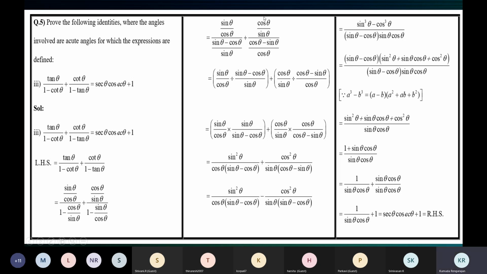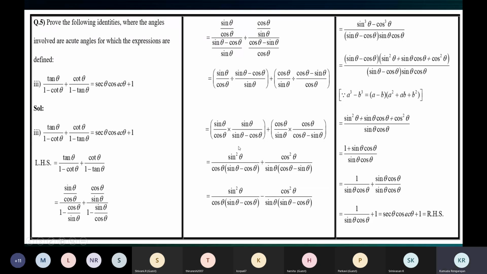Same thing holds here. Cos theta by sin theta is the numerator. This is cot theta divided by, and this is what we get for 1 minus tan theta. Then division, when it's divided by this, we need to multiply by the reciprocal of this. So multiply by the reciprocal of this one. Similarly here, multiplication, reciprocal of this one.